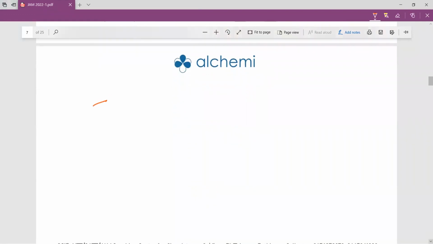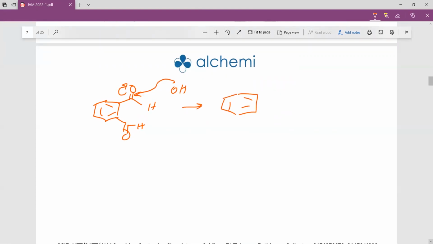So the reaction will be like this. OH minus will attack here on this carbon, giving O minus, OH, H. When this minus charge comes back, H will be eliminated as H minus, and this H minus will attack on this carbon. So we'll get the product like this.